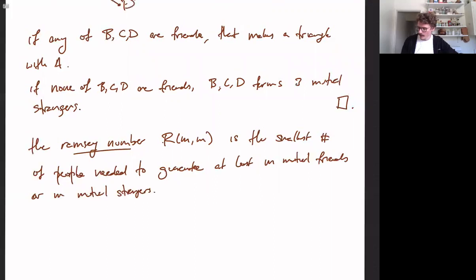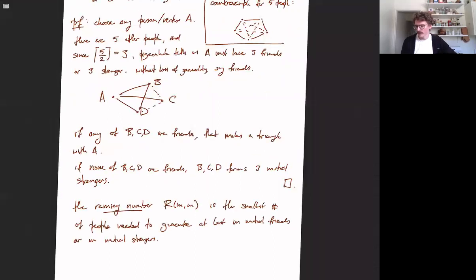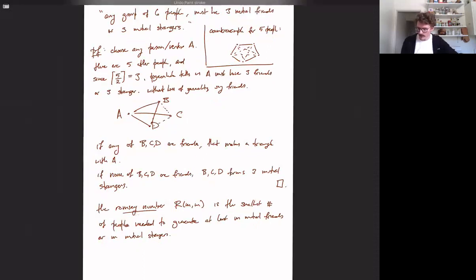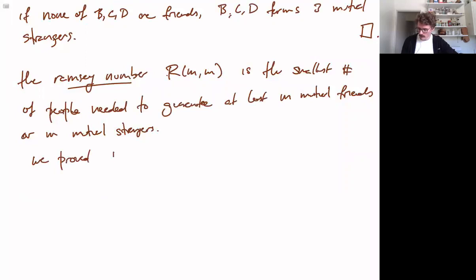So you can see we have proved that in a group of 6 people, you must have 3 mutual friends or 3 mutual strangers. And we gave an example to show that in a group of 5 people, this is not necessarily the case. So that constitutes a proof. We had proven that R(3,3), so the minimum number to guarantee 3 mutual friends or 3 mutual strangers, is 6. It is known that R(4,4) is 18.